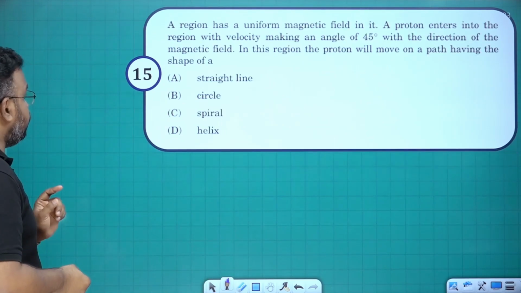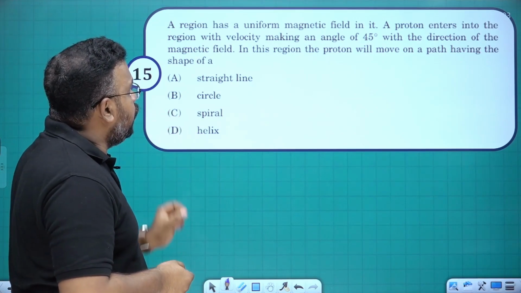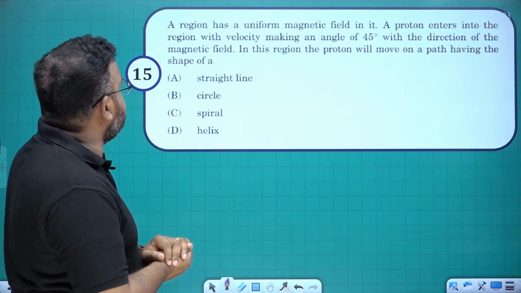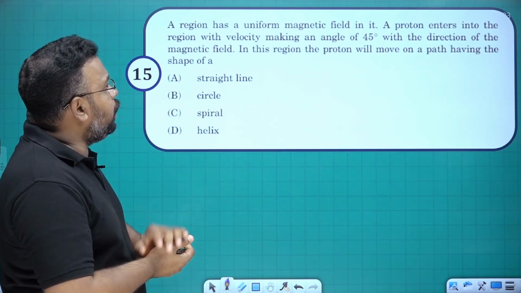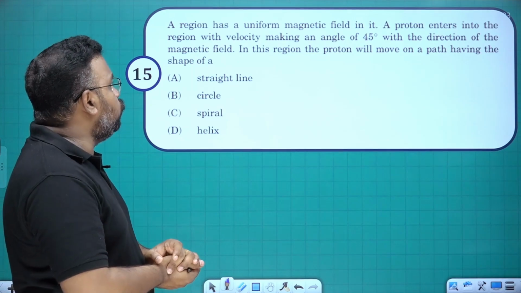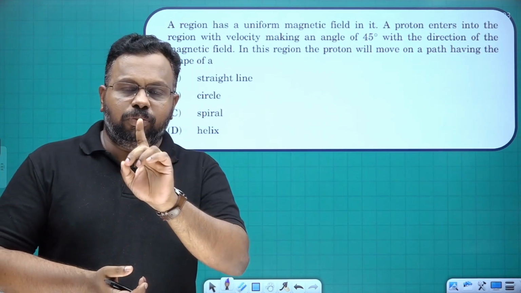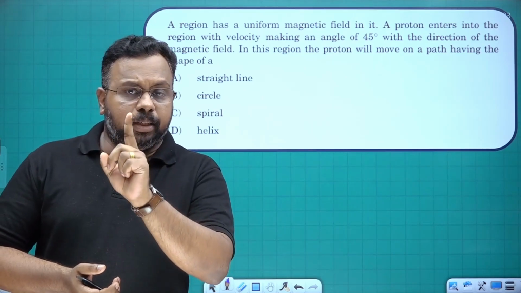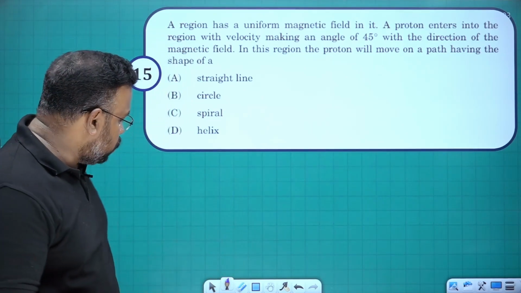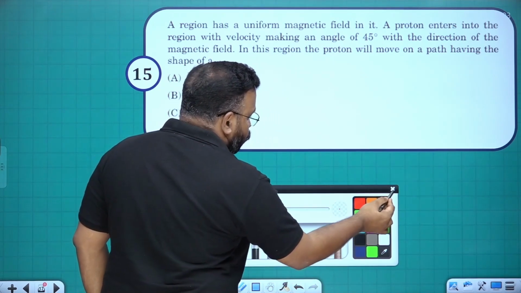Question number 15 now. A region has a uniform magnetic field in it. A proton enters into the region with velocity making an angle of 45 degree with the direction of the magnetic field. In this region, the proton will move on a path having the shape of a... Easy question. Based on which topic? Moving charges and magnetism, magnetic Lorentz force. What is Lorentz force? Force on a moving charged particle, right? And we have a formula for Lorentz force.